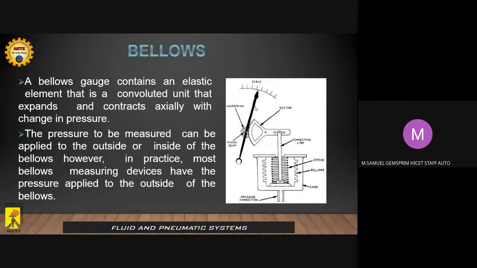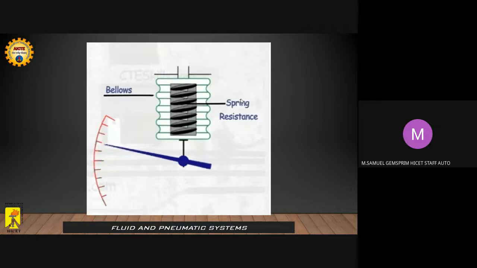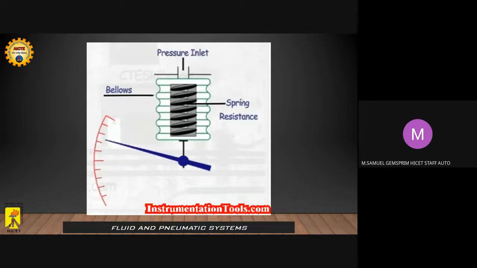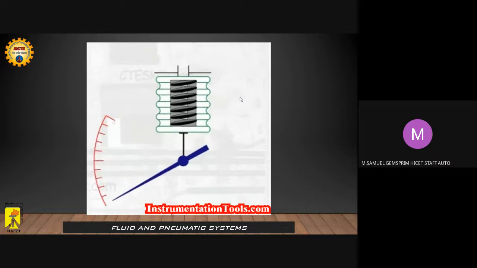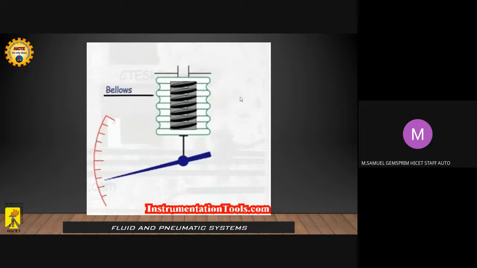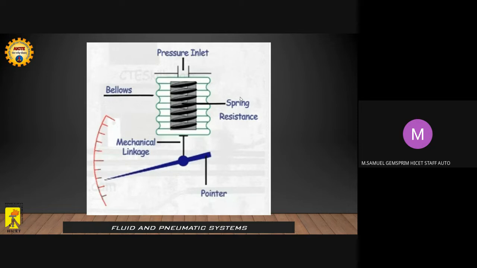And next we have the animation of a bellows gauge, how it functions. You can see it, I hope. So when the pressure comes in, the bellows get expanded against the spring force. When the pressure is released, the spring force or spring resistance is sufficient to bring the needle back to its original position.